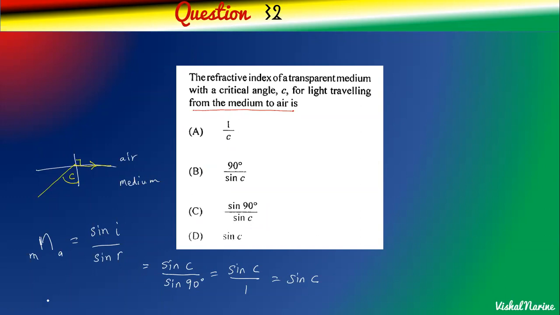All right, so the answer there is actually D, and not this answer here. If you were working for this answer here, this would have been the refractive index from air to the medium, because from here, this would have been the angle of incidence and this would have been the angle of refraction. But the question is asking from the medium to air. All right, so question 32 there is D.